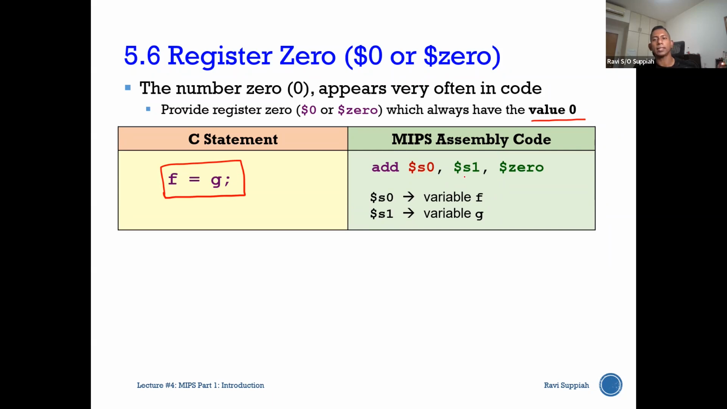I can say add $s1 with 0, because when I add with 0, nothing changes, correct? So whatever is in G will come to F through this instruction. Of course, then it comes to another question: why must I do this in such a funny way? Why can't I just have a copy instruction and do it that way? Why must I do add with 0?